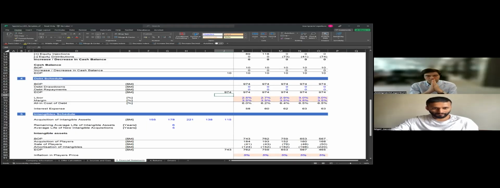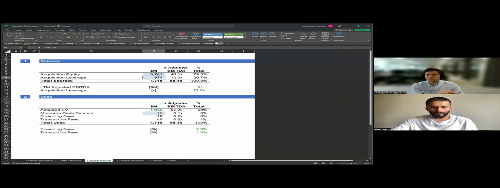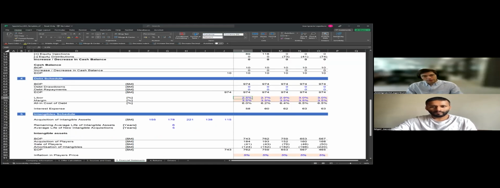Now the other piece, as we said, so we've done amortization. We've looked at taxes. Let's go back in a second, but let's look at the interest expense. Debt, very simplistically, what we've done is just link this to our acquisition leverage, so the 974 million that they're giving us, and then the cost of debt is calculated.